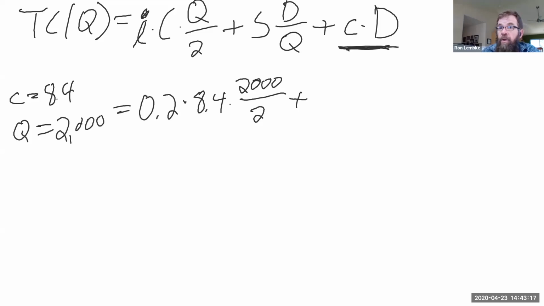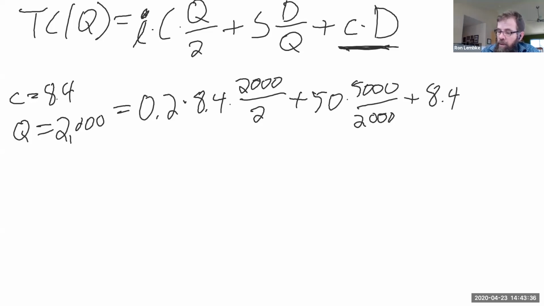And then we have a cost of placing an order of $50, and annual demand is 5,000, and we divide by the order size of 2,000. So that's the cost of ordering. And then lastly, we have the cost per unit of $8.40 times 2,000.